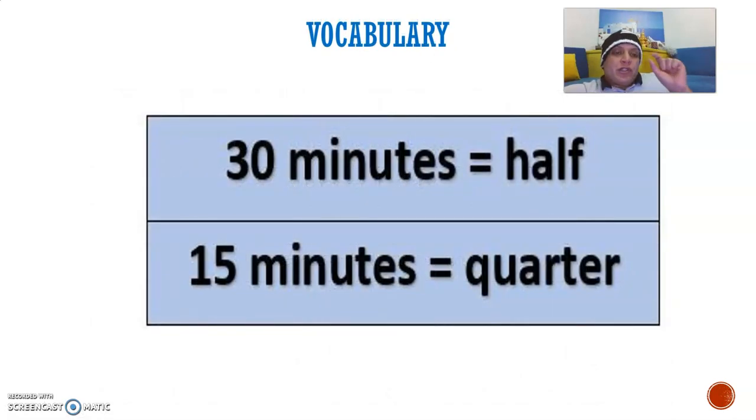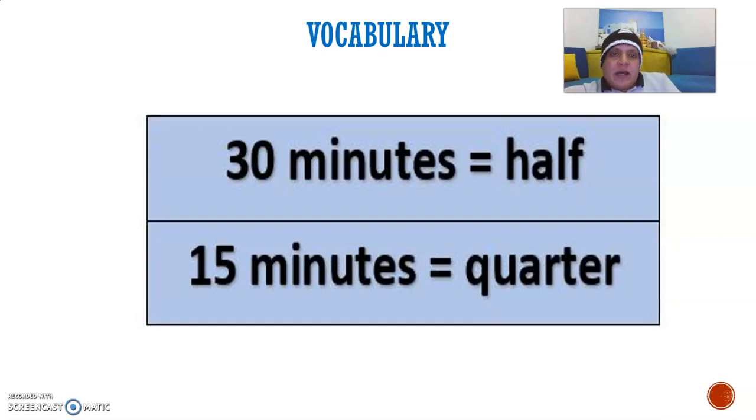Now we are going to introduce the words half and quarter. What is half? Half is 30 minutes. We say it's half an hour. Half an hour is 30 minutes. And the hour contains 2 halves. 30 minutes plus 30 minutes is 1 hour. So 30 minutes is half an hour. 15 minutes is a quarter. We say in Arabic ربع.